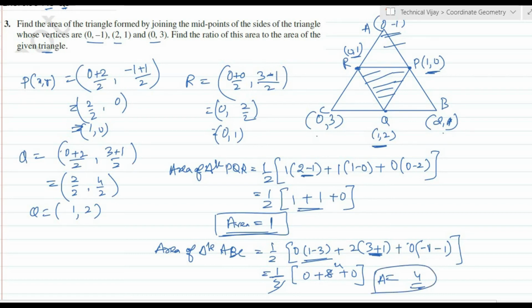So what he has asked: find the ratio of this area to the area of the given triangle. Given triangle means the bigger triangle, and this one means the smaller triangle. So the ratio is area of PQR divided by area of ABC, which is equal to 1 divided by 4. So this is 1:4.